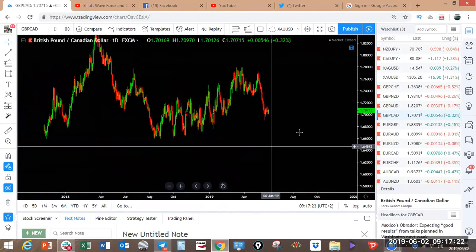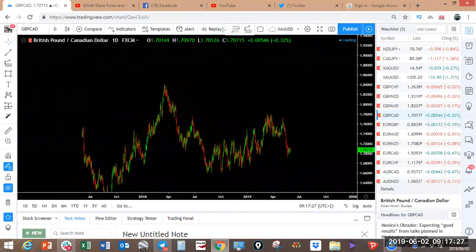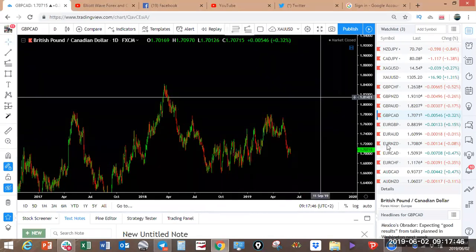Let's switch this off. You'll see that it has also made, I'll go into detail on this when we do the analysis, a corrective structure here. You've got this one here. It has already come out of this corrective structure. We'll be looking for this to push down. Look out for the detail when we look at the analysis. I'll show you even the higher time frame here, what it looks like and why we're expecting big moves on the pound pairs as well. So that is Pound CAD.